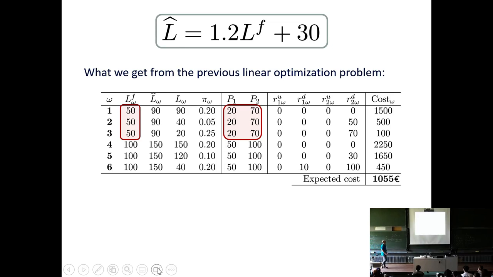Yes, because what we put there is this 90 and 150. This 90 is the estimate, and this estimate is what we put here. So we don't put 50 and 100, we put 90 and 150. For 90, this is 60 and 30, and for 150, it is 60 and 90.